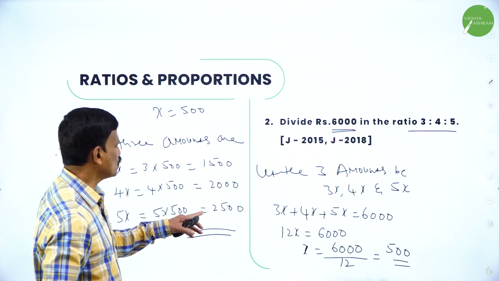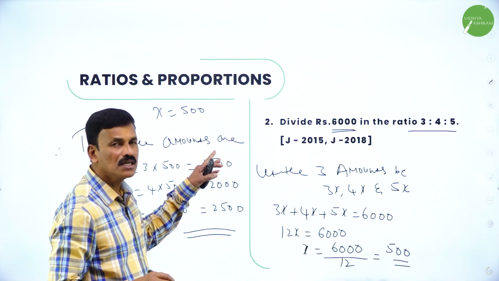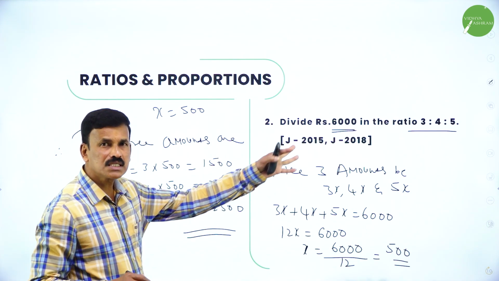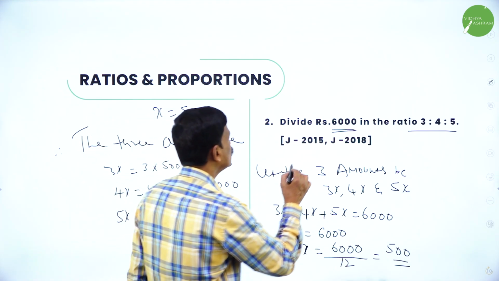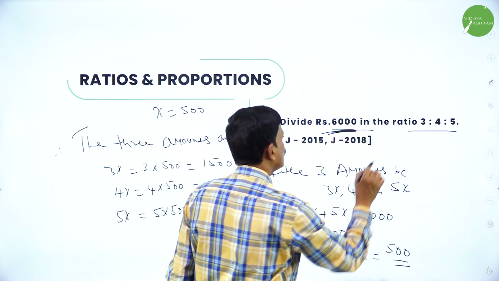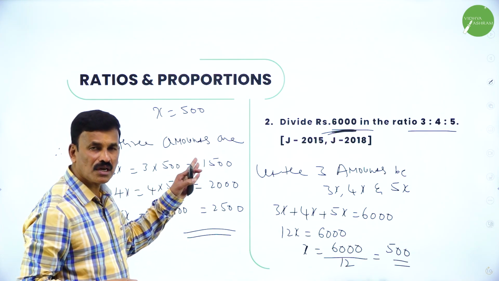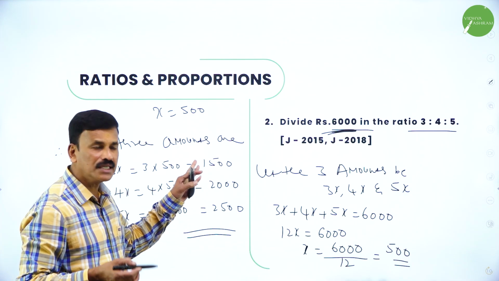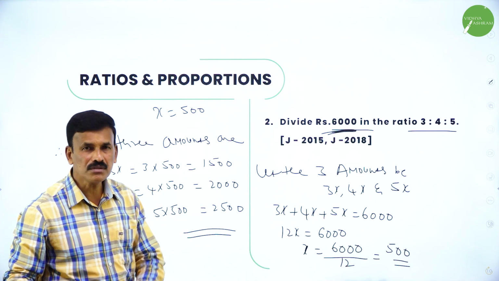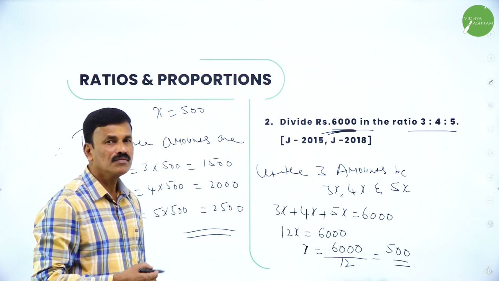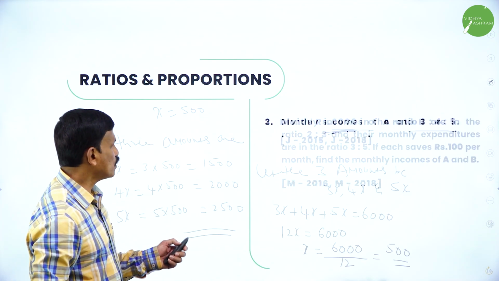If you add 2,500 plus 1,500 is 4,000, plus 2,000 is 6,000. So therefore 6,000 is divided in the ratio 3:4:5, and the amounts we get are 1,500, 2,000 and 2,500. That's it. Very easy problem. Move on to the next problem.